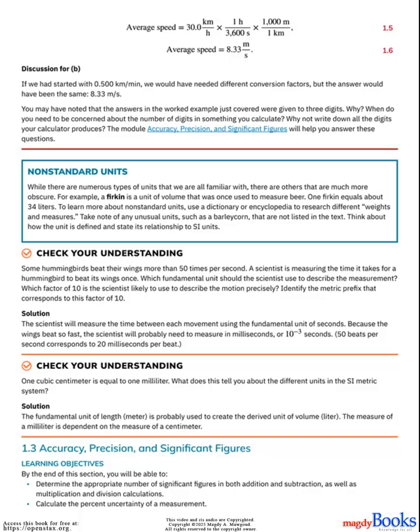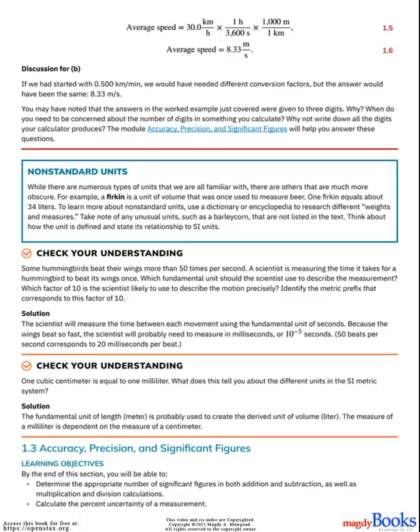1.6. Discussion for B. If we had started with 0.500 km per minute, we would have needed different conversion factors, but the answer would have been the same, 8.33 meters per second. You may have noted that the answers in the worked example just covered were given to 3 digits. Why? When do you need to be concerned about the number of digits in something you calculate? Why not write down all the digits your calculator produces? The module accuracy, precision, and significant figures will help you answer these questions.